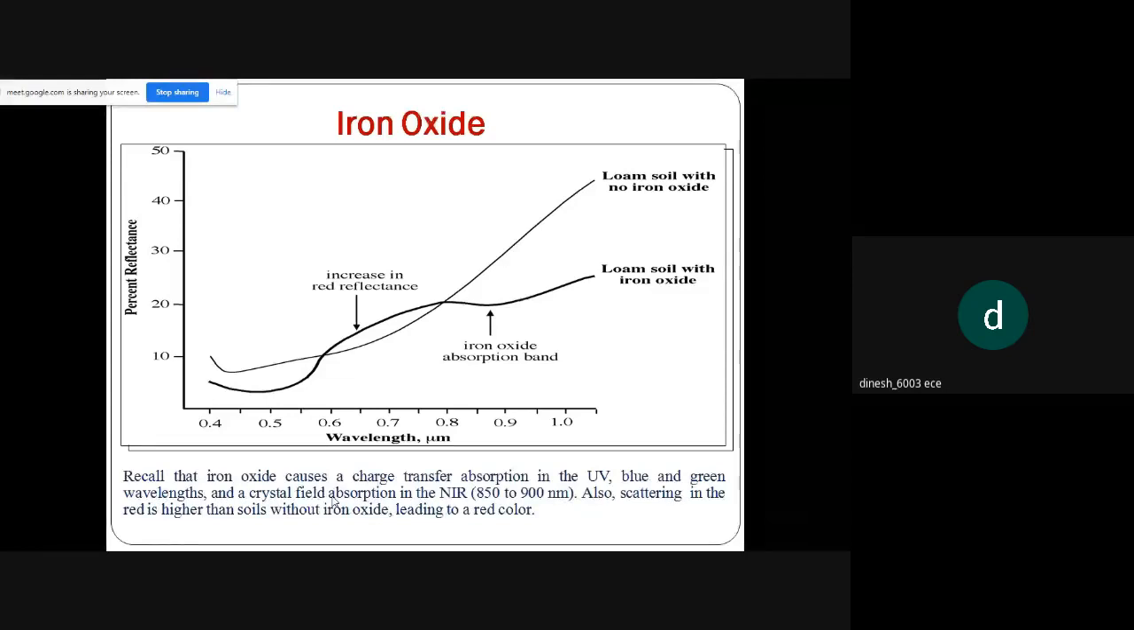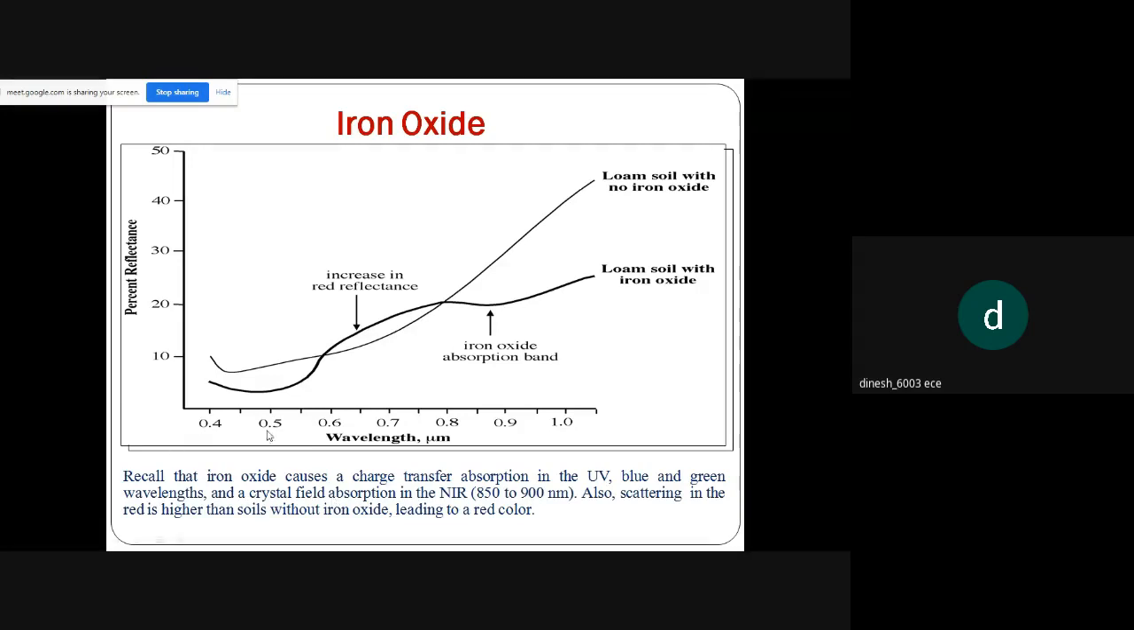Next is the determination of iron oxides. Iron oxides will have a charge transfer absorption in the ultraviolet, blue and green wavelengths, and in the near infrared region of 850 to 900 nanometers. So the scattering principle can be used with the reflectance to find the iron oxides present in the earth surface.